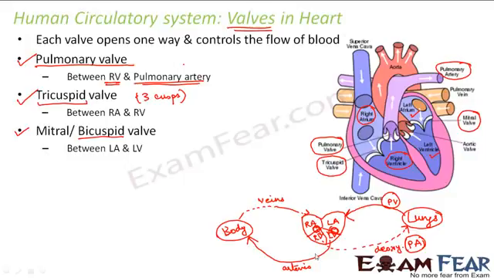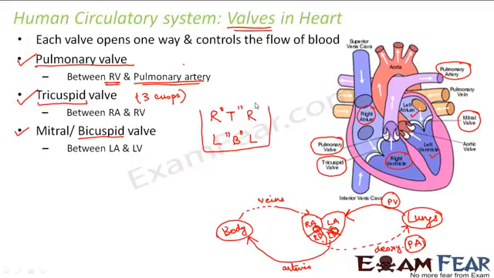So the cuspid valves are present between the auricles and the ventricles. So between the right auricle and right ventricle, the tricuspid valve is present, that is RTR. And between the left auricle and left ventricle is the bicuspid valve, that is LBL. So this is how you can remember it, RTR and LBL. RTR means right auricle, tricuspid valve, right ventricle. So in between the right auricle and ventricle is the tricuspid valve.